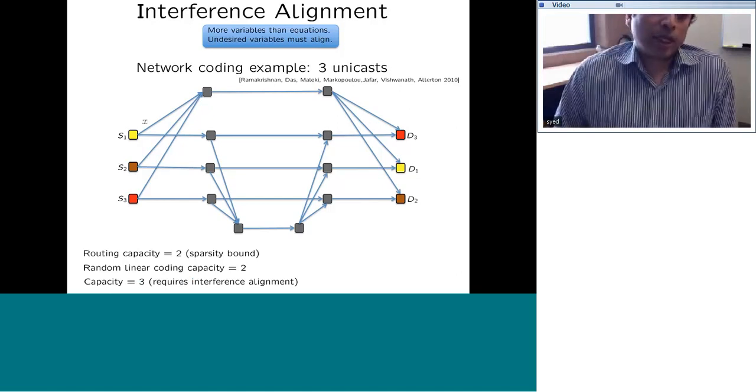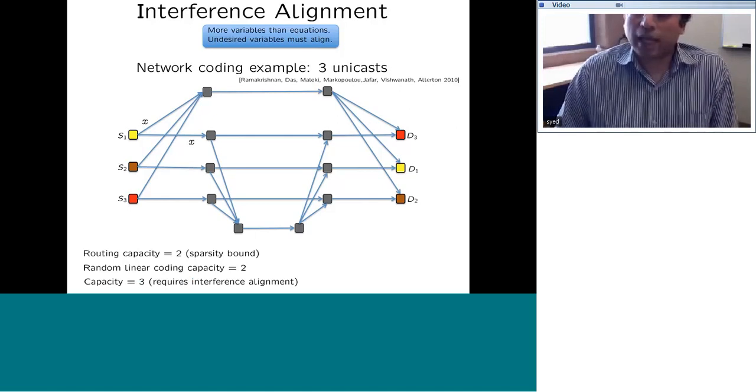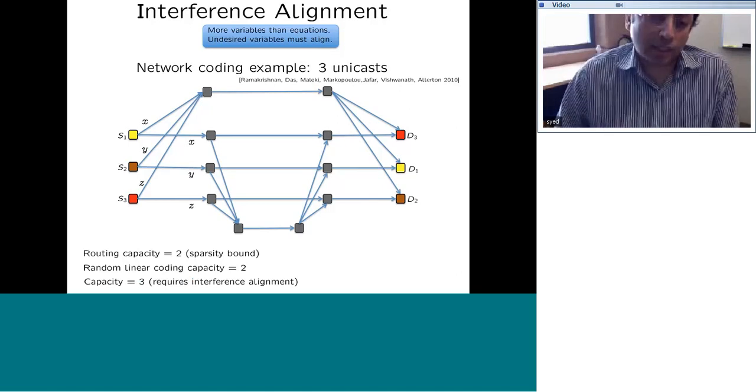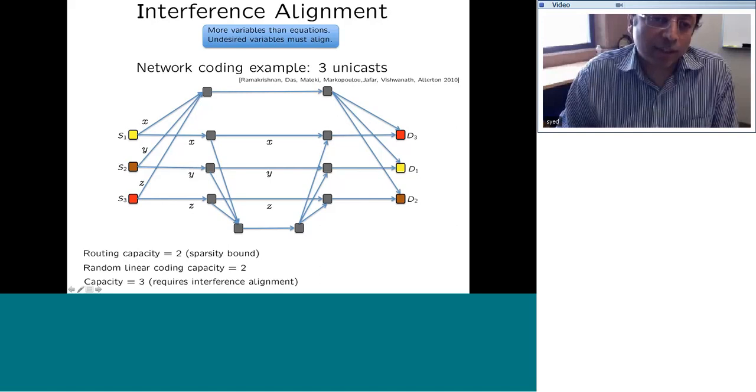In this solution, each source will send 1 symbol. Let's say source 1 will send the symbol X, source 2 will send the symbol Y, and source 3 will send the symbol Z to their corresponding destinations. So source 1 is sending out X. What do these nodes do? Well, there's no network coding to be performed here because there's only 1 incoming edge. You just forward what you get. So you just send X along over here.